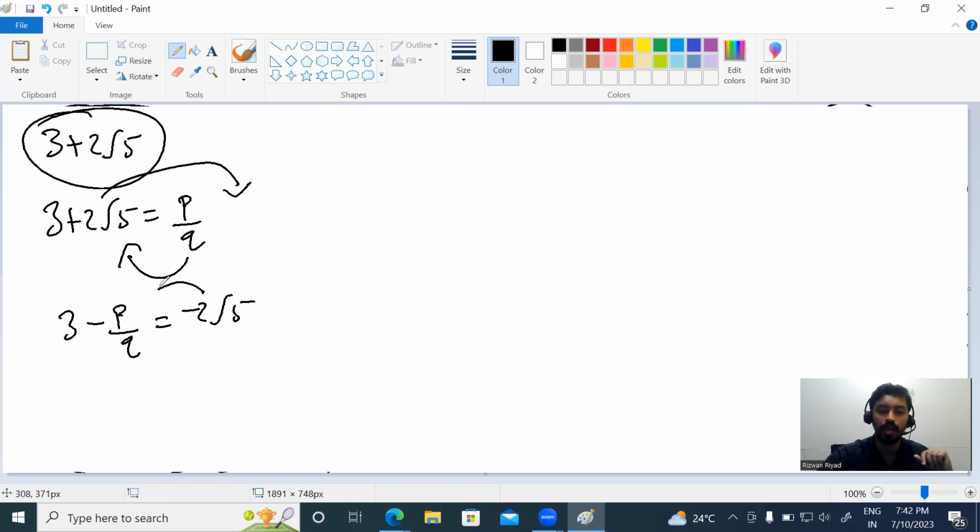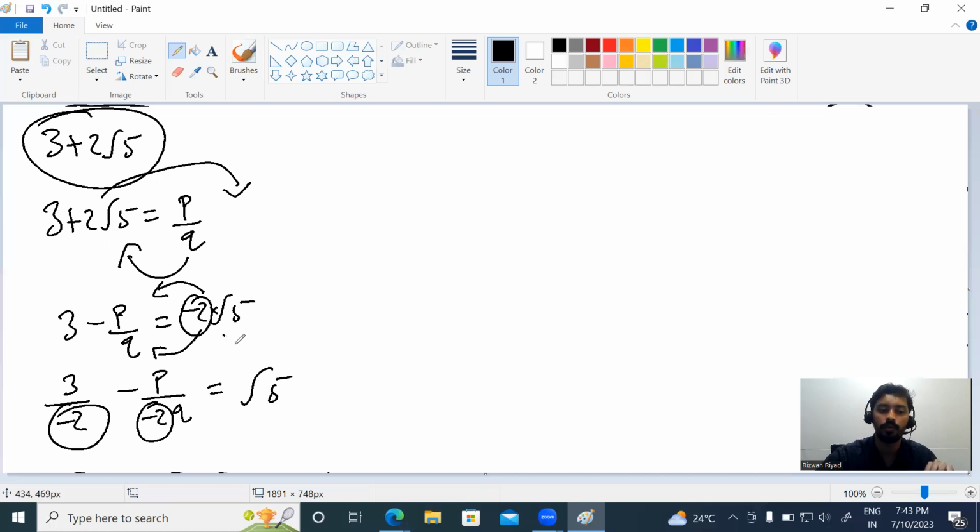Now take this 2 to the left side. Here it is 2 multiplied by root 5. If we take this multiplying 2 to the other side, it becomes dividing by 2. It will move to the denominator on the left side according to the rule. So you will find p by 2q, and here also you can find the same 2, minus 3 by 2, equal to root 5 only. If you take this 2, then you will be left with only root 5. So this is our new equation.